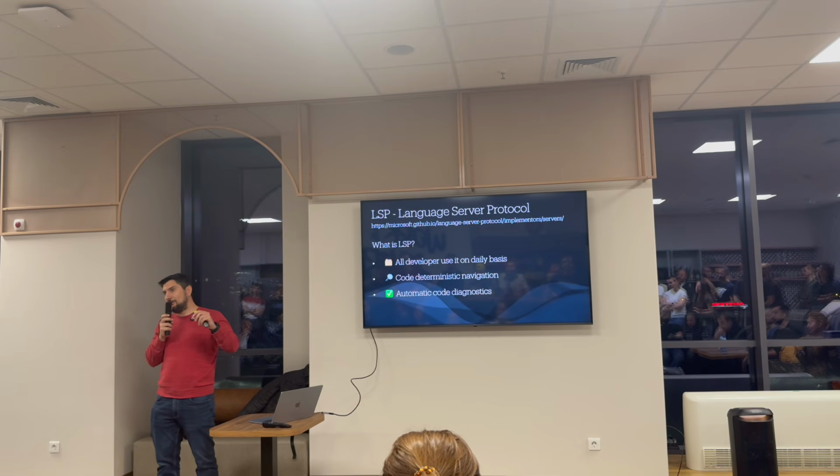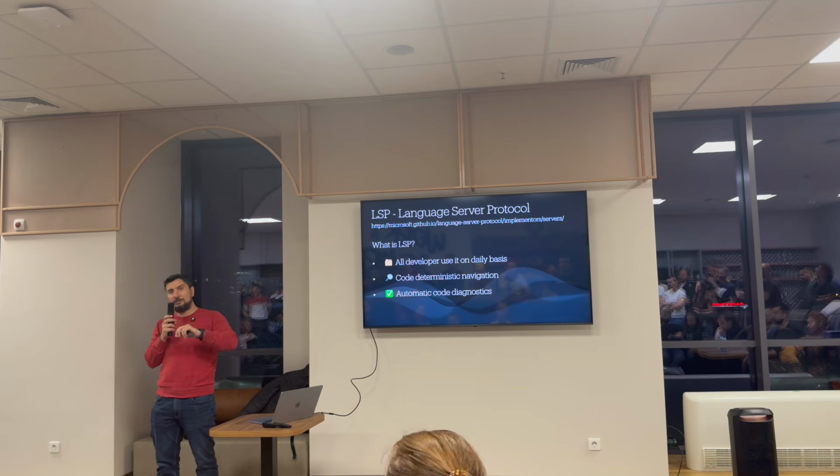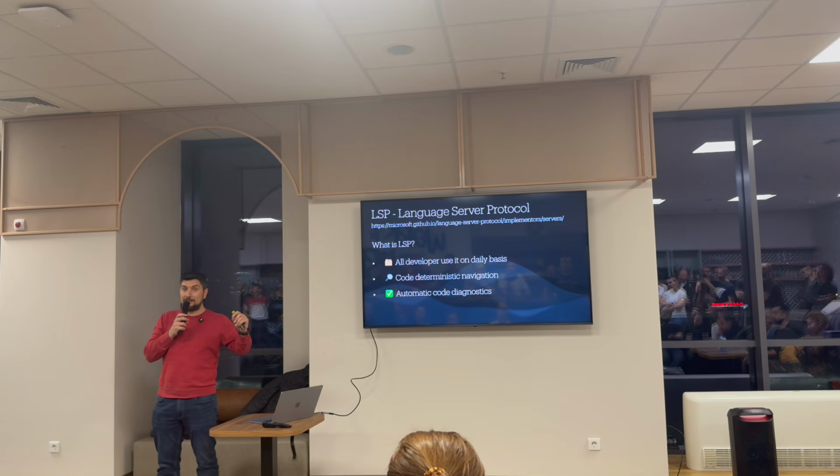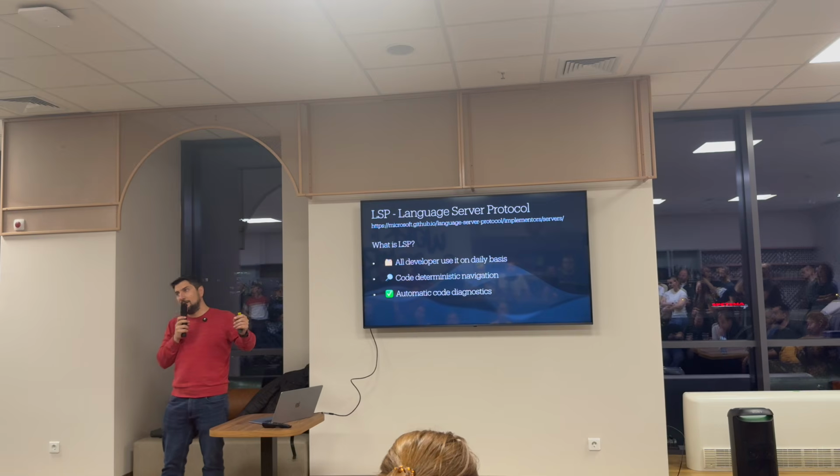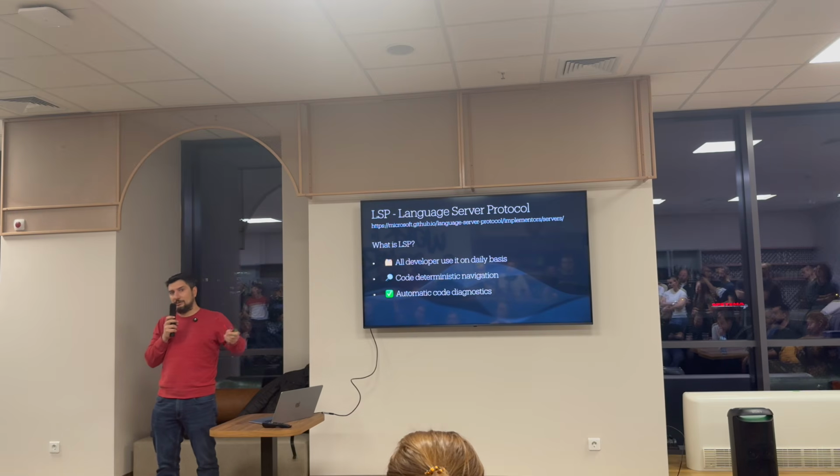When you hover on a function or a method or a class, you get this nice pop-up that tells you what this method is doing. If you go to the definition of that method, you have a context menu and you hit go to definition. And you can say, okay, give me all the references where this function or variable or property or method is called.